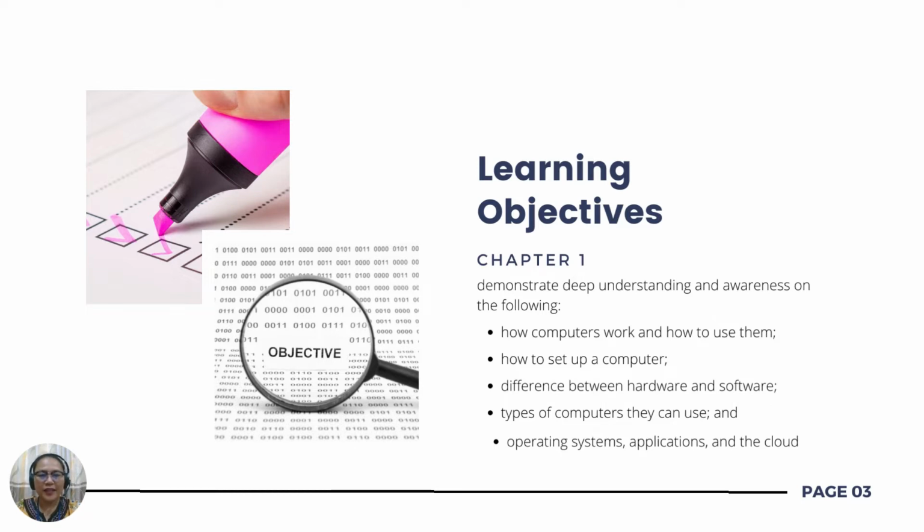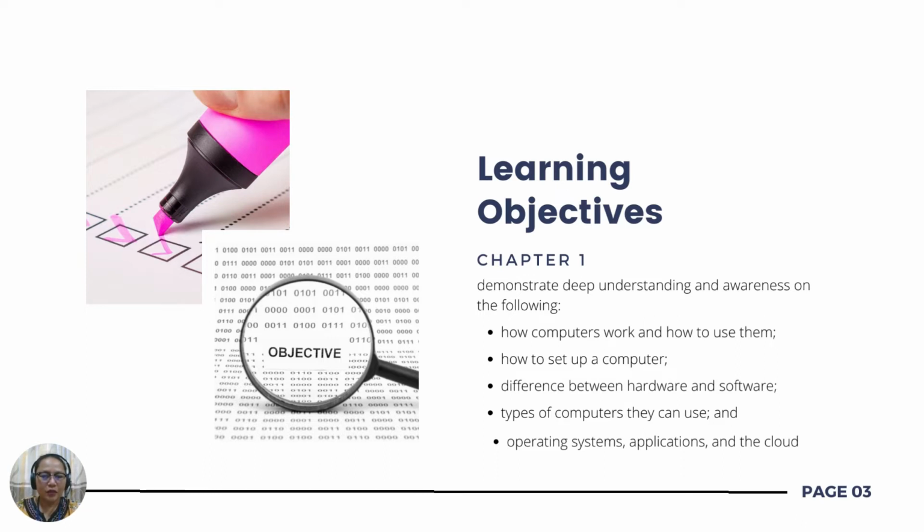So after completing this chapter, you should be able to demonstrate deep understanding and awareness on how a computer works, how to use your computer, and how to set up your own computer. In addition, you should be able to differentiate hardware and software and also demonstrate awareness of the various types of computers you can use. Lastly, you should demonstrate deep understanding and attention on what an operating system is, the applications you can use on your computer, and the use of the cloud.